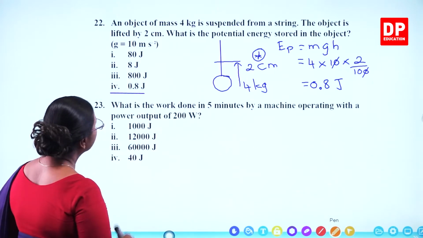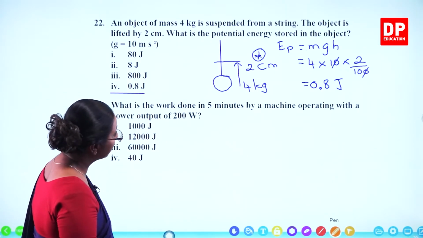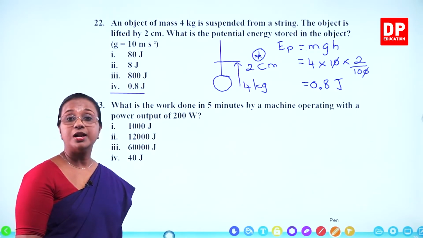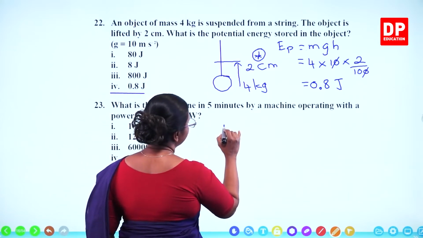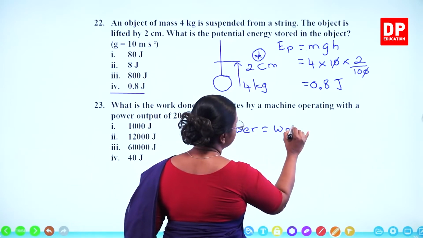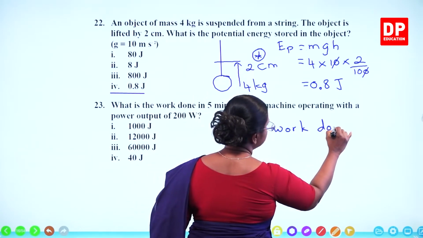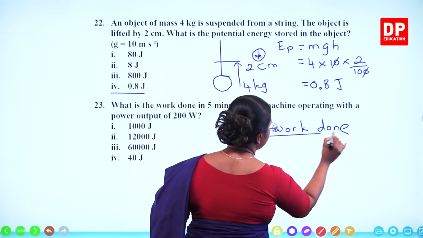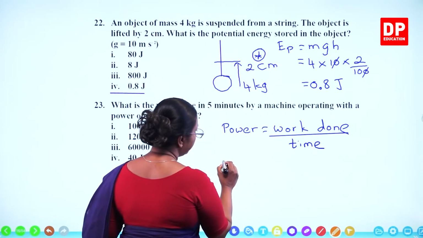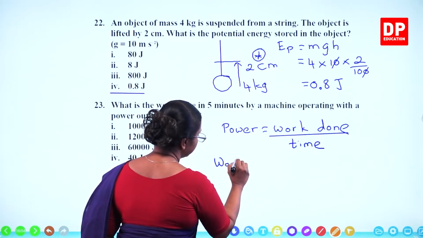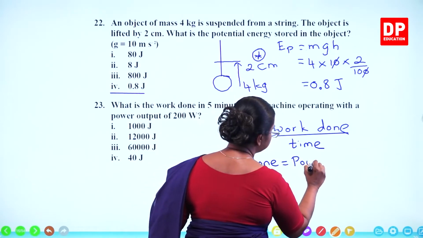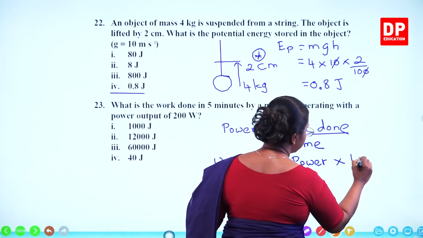23. What is the work done in 5 minutes by a machine operating with a power output of 200 watts? So what is the equation? Power equals work done divided by time. So if you want work done, you need to multiply power by time.